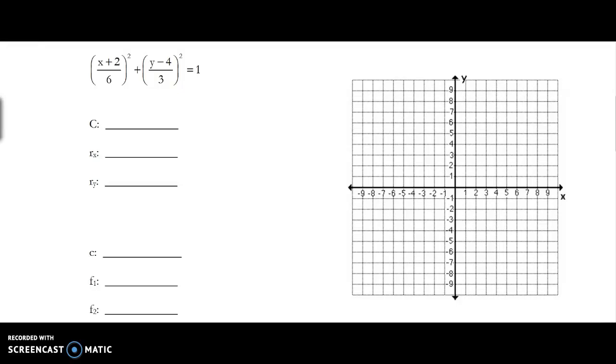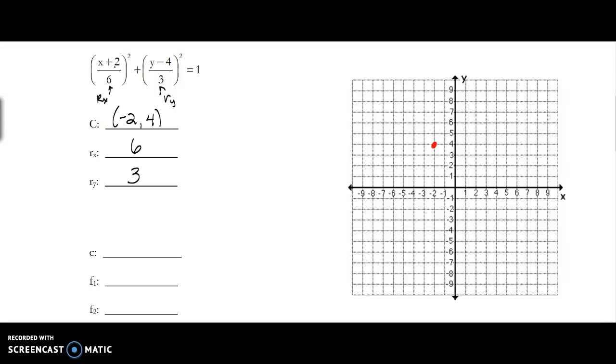So let's first identify our vertex, or our center. Our center of an ellipse, remember, we take from the top portion. So this would be (-2, 4). If we were to graph this on our graph, we would go to (-2, 4). Our x radius is the denominator of the x. So I'm going to say this is rx and this is ry. So our x is 6, our y is 3.